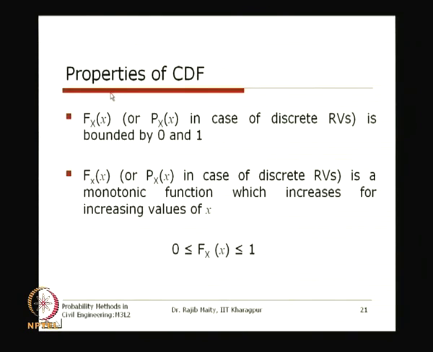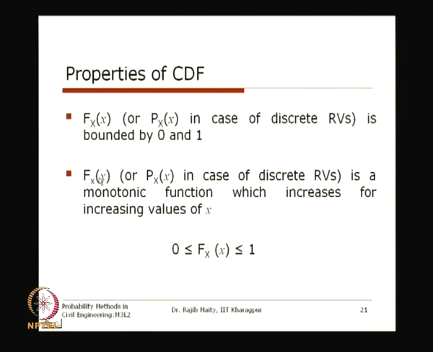Now if we see the properties of this CDF, this Fx, which is denoted as the CDF, or the Px in case of the discrete random variable, as just now told, it is bounded by 0 to 1. This is obvious, as we are starting from the left extreme of this support and going up to the right extreme. So it will obviously start from 0 and go up to 1.